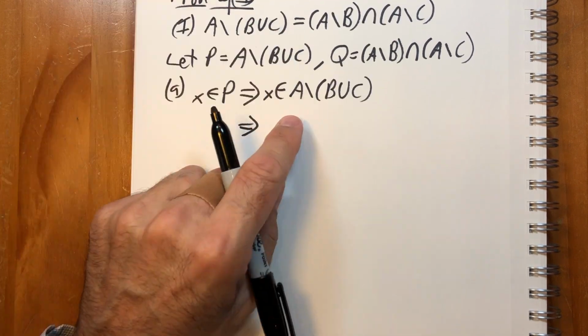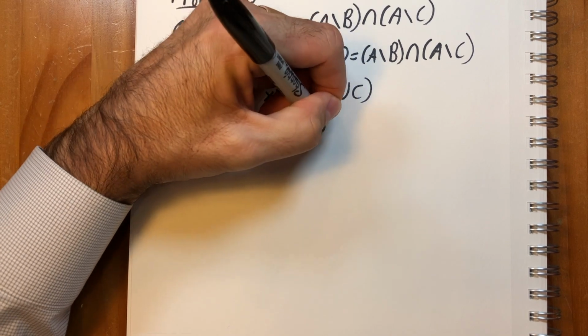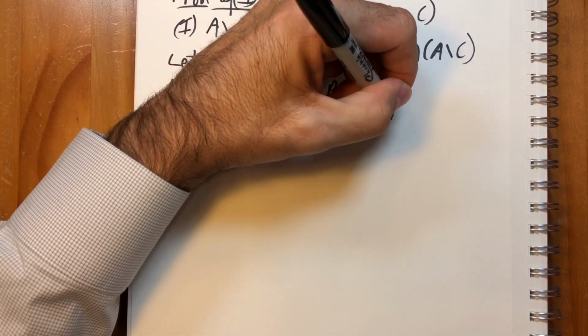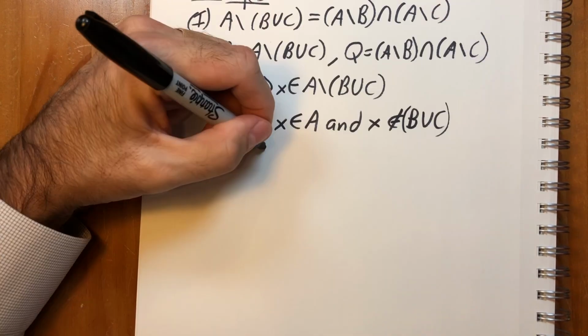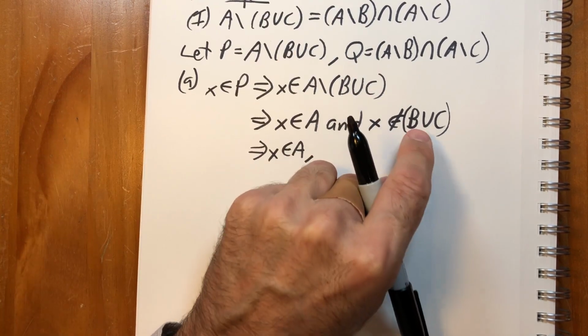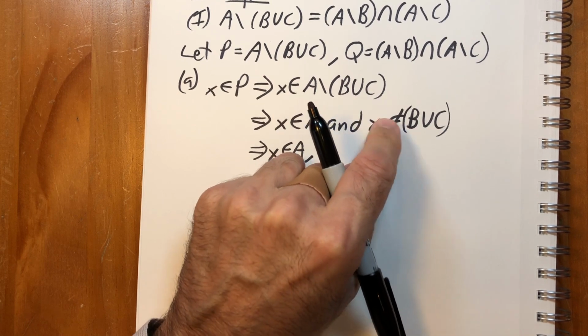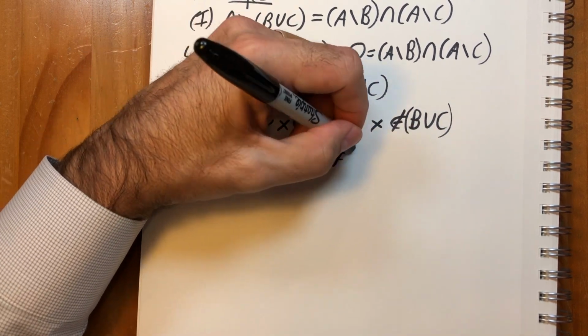That implies that it is an element of A and not an element of B union C. That's the definition of difference. That implies that it's an element of A. If X is not an element of B union C, it means that X is not an element of B and that X is not an element of C.